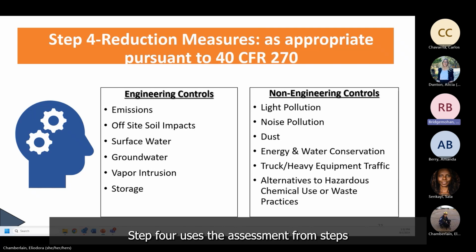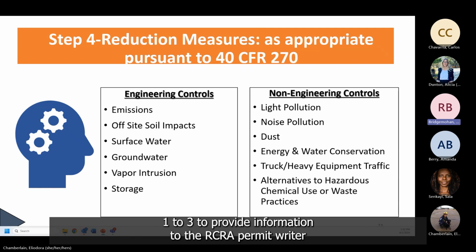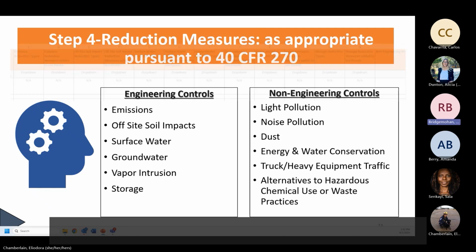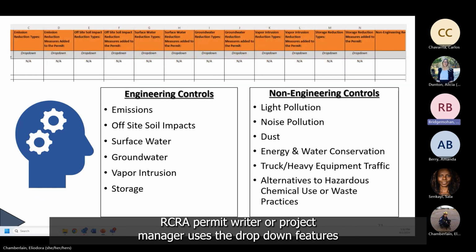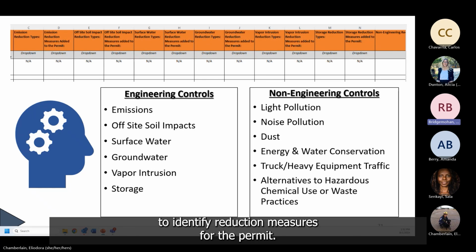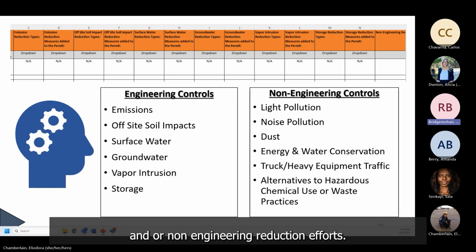Step 4 uses the assessment from steps 1 to 3 to provide information to the RCRA permit writer and/or project manager for the permit. The RCRA permit writer or project manager uses the drop-down features to identify reduction measures for the permit. In this tab, we provide the RCRA permit writer or project manager with 80 to 100 reduction measures to choose from. They are divided by the type and include a list of potential engineering and/or non-engineering reduction efforts.